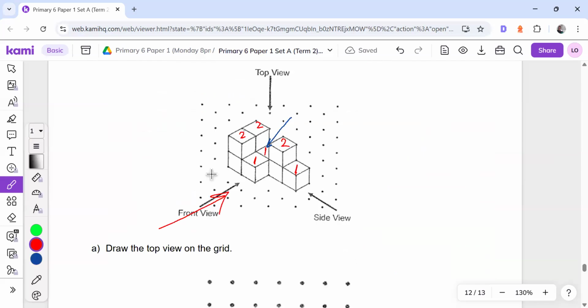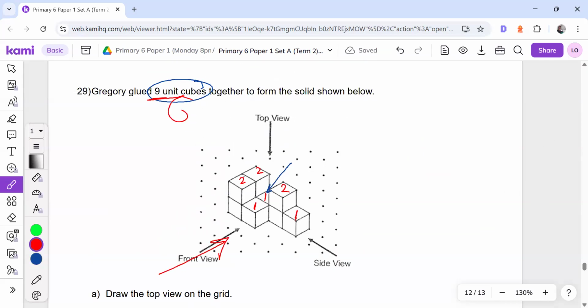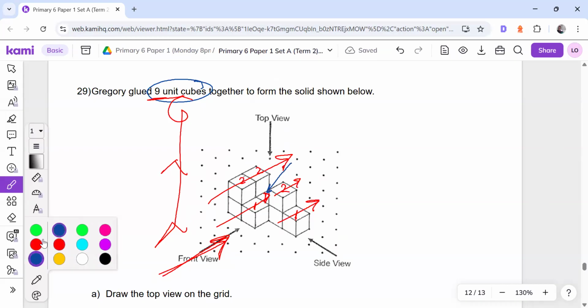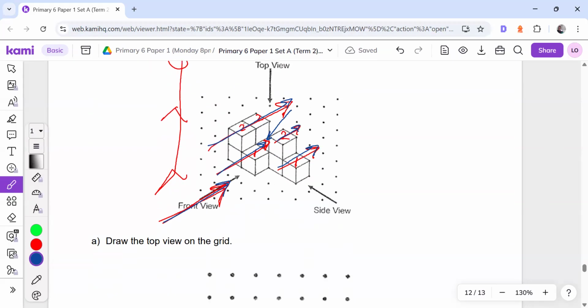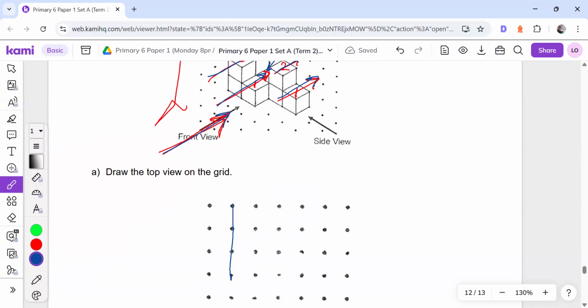You must face the front first, then you grow into a giant. Then you look down. What do you see? 2, 2, 1, 1. So it's parallel with the front view. One more time, how do you draw the top view? It is parallel with your front view. So 2, 2, 1, 1. When you draw, it will be like this.